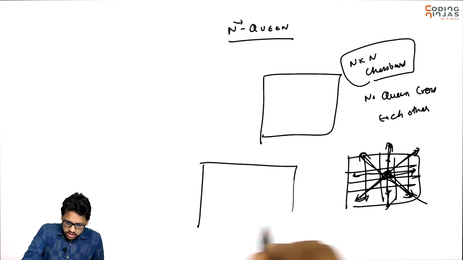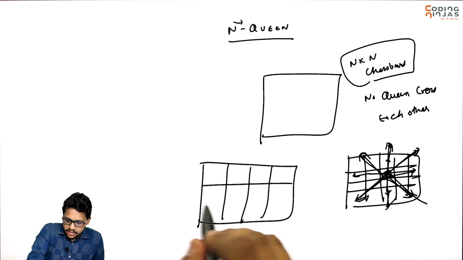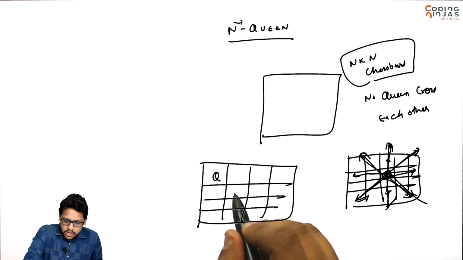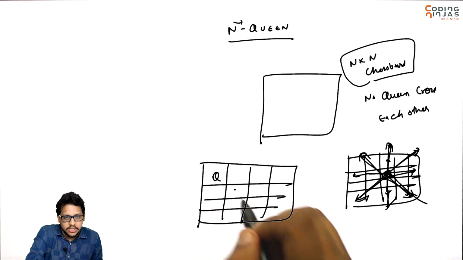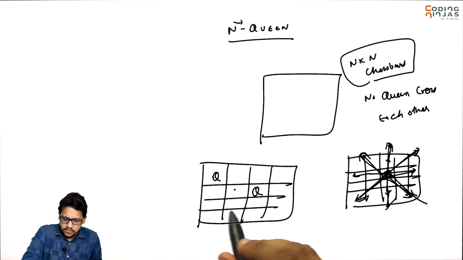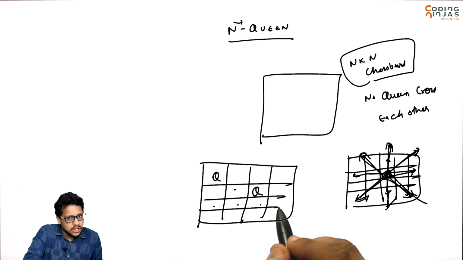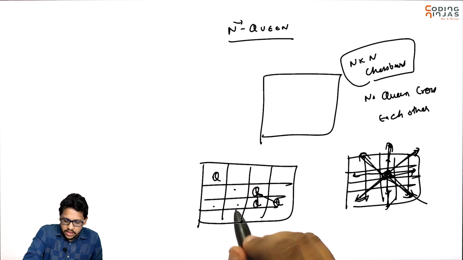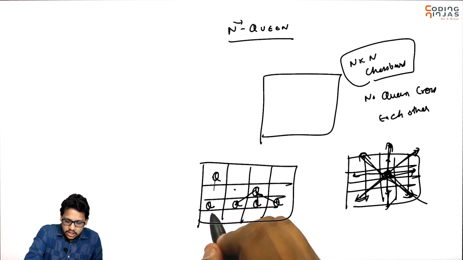So if you have a chessboard and a Q here, it is clear that you cannot put anything in this row and in this column. You cannot put Q here because this will cut. You can put Q here. You cannot put Q here, here or here, because if you put Q here, this will cut.